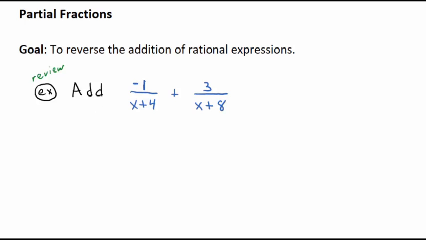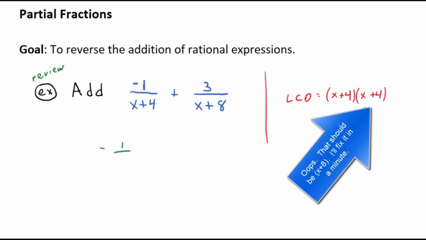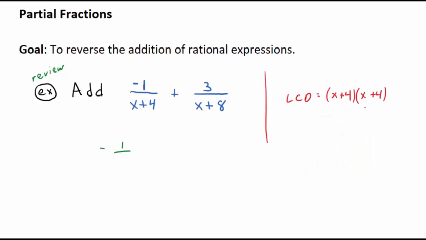So let's go ahead and add -1 over the quantity x plus 4 plus 3 over the quantity x plus 8. What do we need to add fractions together? A common denominator. Let's put the LCD over here. What's the LCD? When the two denominators don't have any factors in common, you just multiply them to find the least common denominator. And so we're going to take the -1 over x plus 4 and multiply numerator and denominator by the quantity it's missing from the LCD.